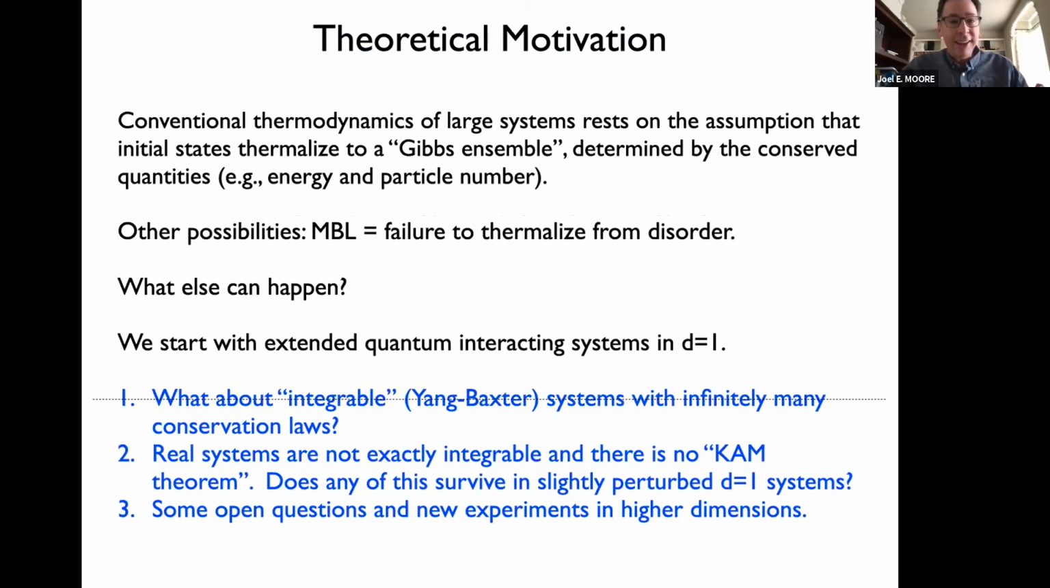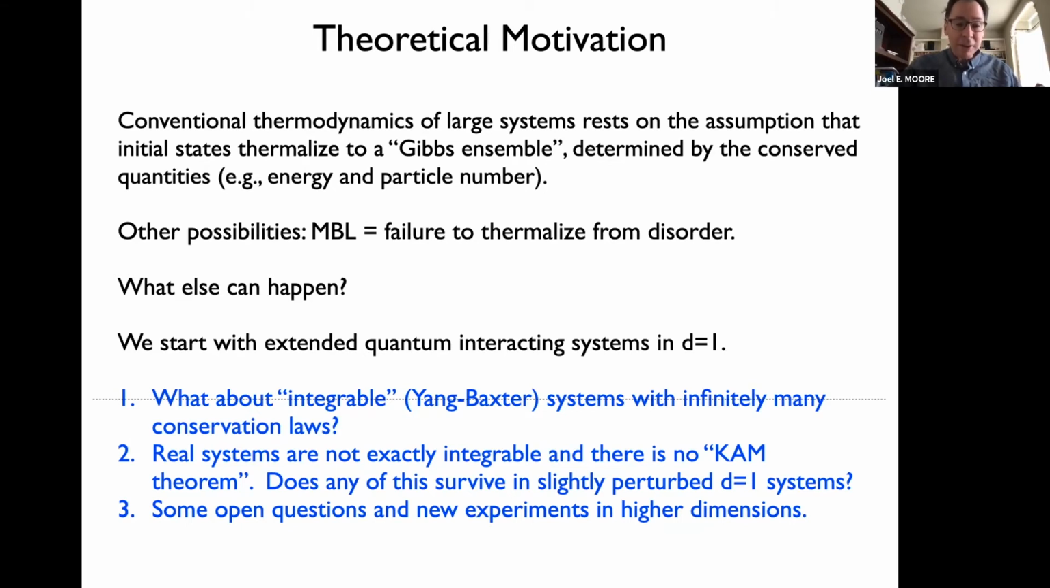One of our basic ideas that we use a lot is that the thermodynamics of most large systems eventually becomes a Gibbs ensemble with a couple of conserved quantities, maybe energy, particle number. If you're in a fluid, maybe momentum. There are other things that happen. We could have many body localization where we never get to that thermal ensemble, or the process by which we get to the thermal ensemble, that's kind of hydrodynamics, that could change.